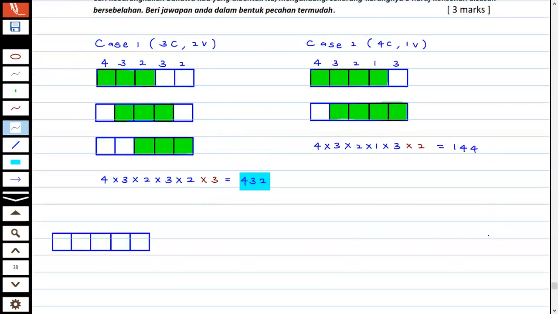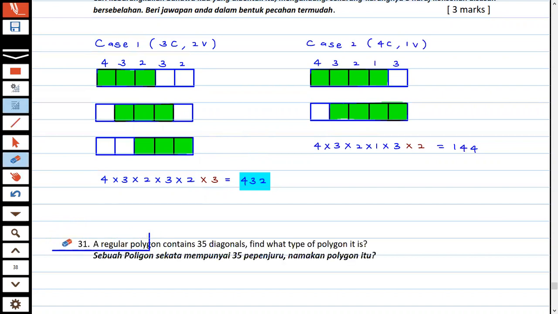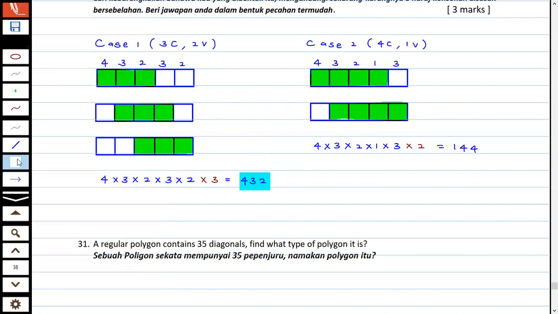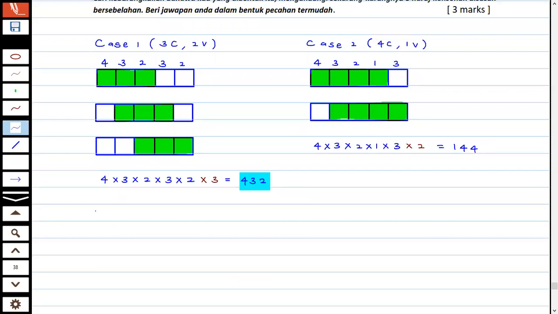Okay. Got it. So I already have case 1 and case 2. Now do you have case 1 and case 2? So we are moving to case 3.